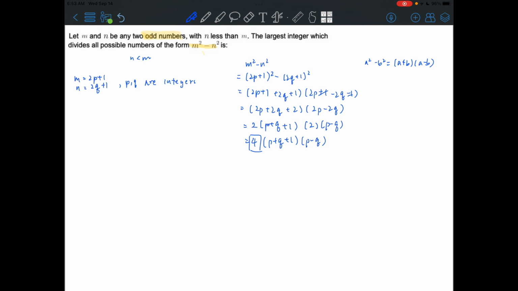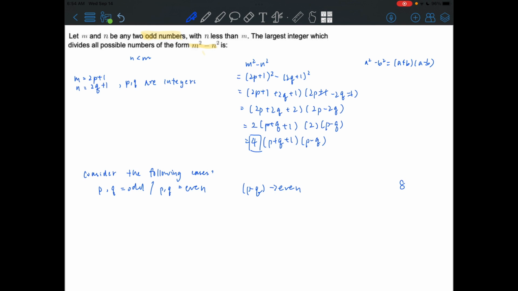So we now need to do casework and consider the following cases. First of all, we can have p and q are odd, or we can have p and q are even. So then we have p minus q is even, because an odd number subtracted by an odd number or an even number subtracted by an even number is both even. So if p minus q is even, we can factor a 2 out of it. So the largest integer which divides this expression is actually 8.